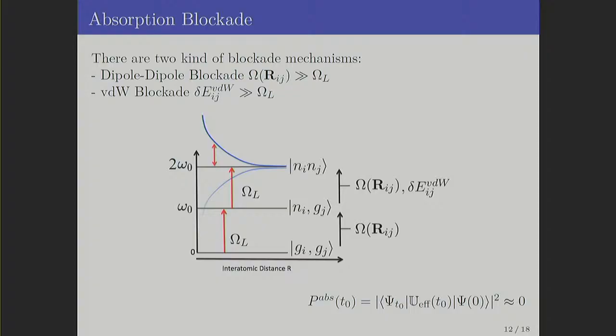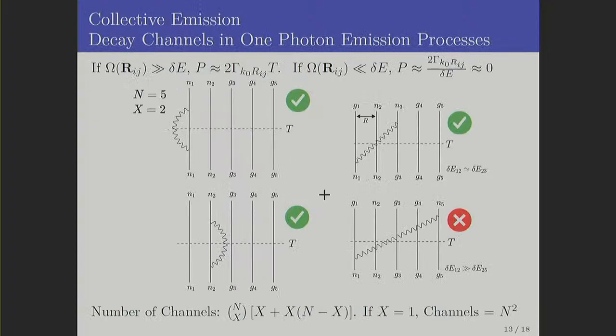Okay, so if we have that the interatomic interaction is much larger than the Rabi frequency of the system, the probability of absorption tends to 0. Okay, and this is known as blockade of the absorption.